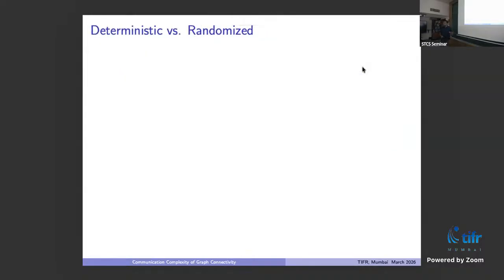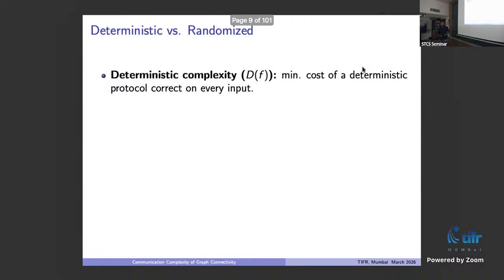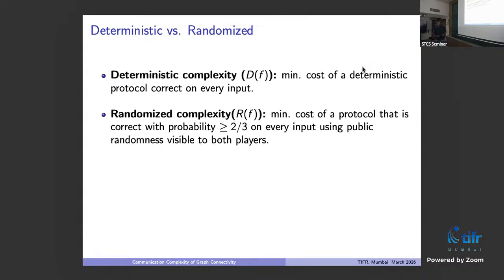So clearly there are two models, deterministic and randomized. In the deterministic case, we want a protocol which computes the correct answer on every input without any error. And the randomized complexity of the function f is the minimum cost, in terms of communication bits, of a protocol that is allowed to err with probability at most 1/3 on every input, and where the players are allowed access to random coins, so they can carry out this randomized protocol. The messages can be random.